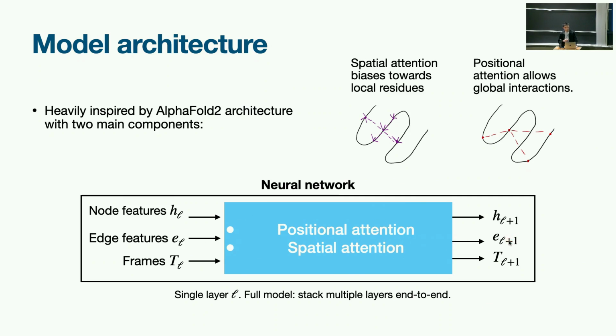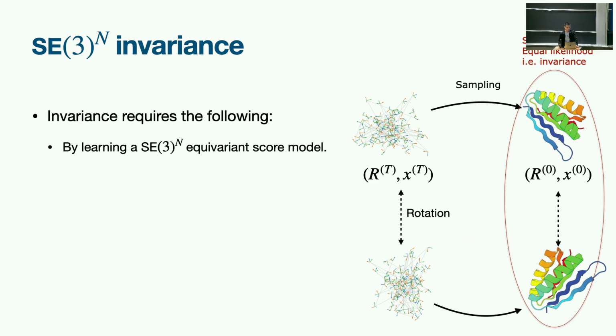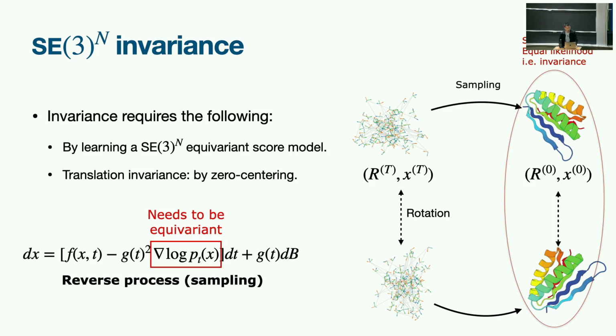And then the important thing is invariance as well. As you know, proteins, if you rotate them, still have to have the same function. So you want to keep this SE3 invariance when you're sampling from this diffusion model. There are a few things to satisfy this invariance criterion for your diffusion model. One, you want an equivariant score model, so that your score will rotate if the protein rotates as well. And then you also want to keep the translation invariance by zero centering at each time. This is in the algorithm here, where you want the score function to be equivariant.